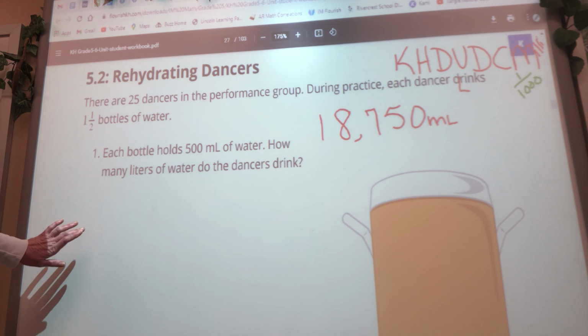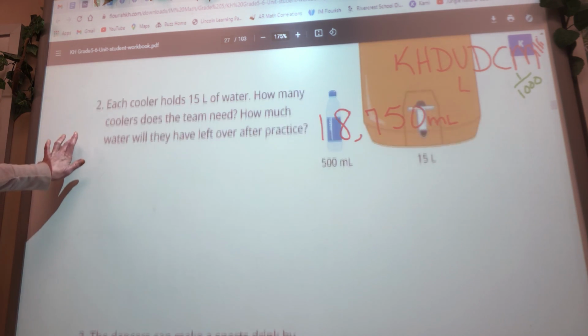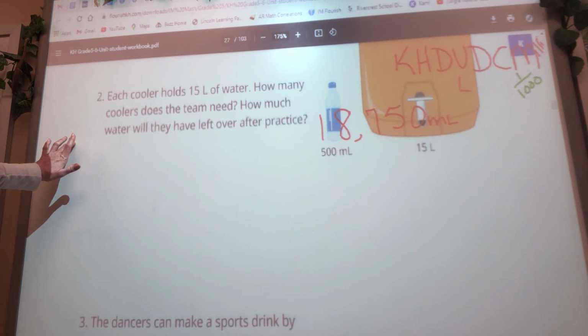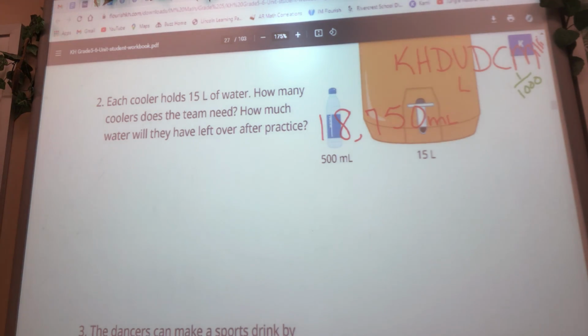All right, question number 2. Leaving that there because we're going to need it. Each cooler holds 15 liters of water, and we can see that there. How many coolers does the team need?